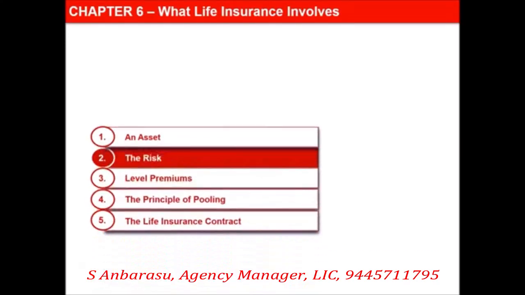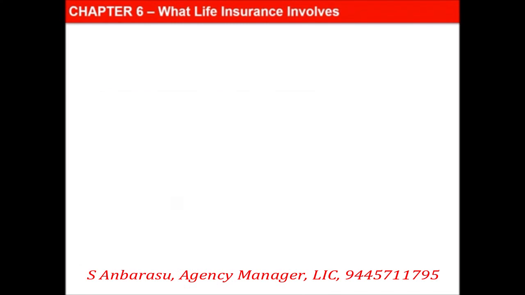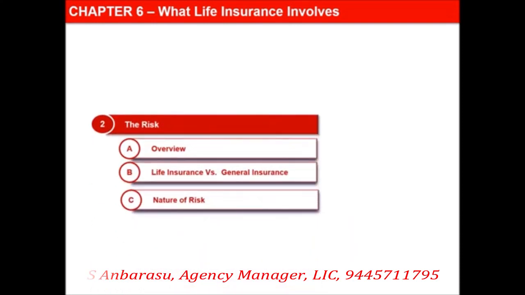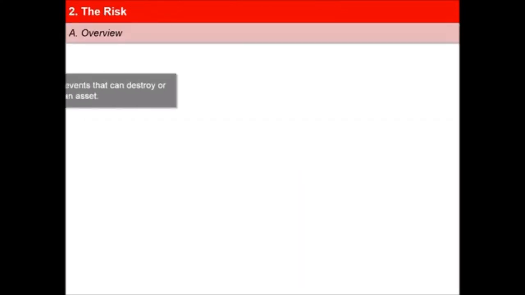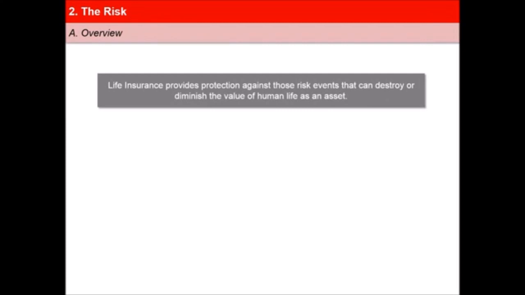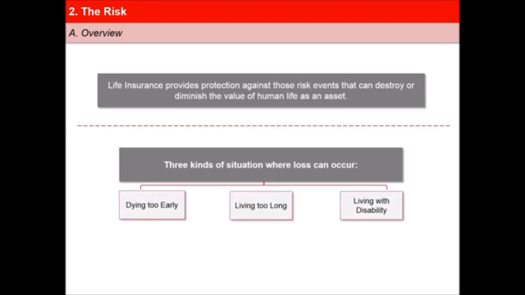In this next video of the lesson, What Life Insurance Involves, you will learn about risk. Here we will be covering the basic overview of what risk is, the difference between life insurance and general insurance, and the nature of risk. We know that life insurance provides protection against those risk events that can destroy or diminish the value of human life as an asset. There are three kinds of situations in the life of an ordinary person where such loss can occur. Those include dying too early, living too long, and living with disability.